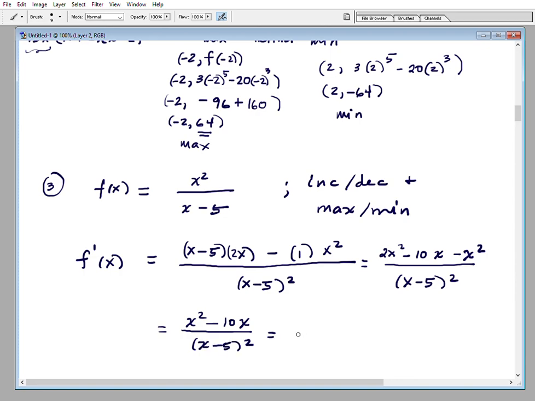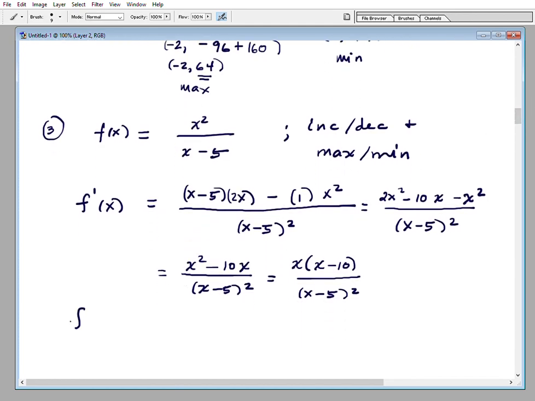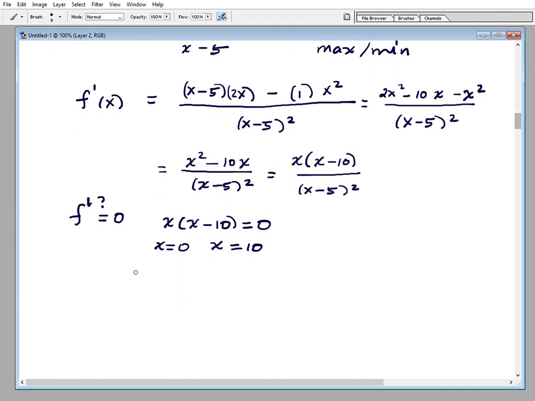We want to know where this is equal to 0, so we're going to be setting the numerator equal to 0. So I'm factoring the numerator. Remember, a fraction that's reduced is 0 when the numerator is 0. So we want to solve f prime equals 0, set the numerator equal to 0. Okay, so we have x equals 0, x equals 10. Now plus-minus analysis. These are critical values.